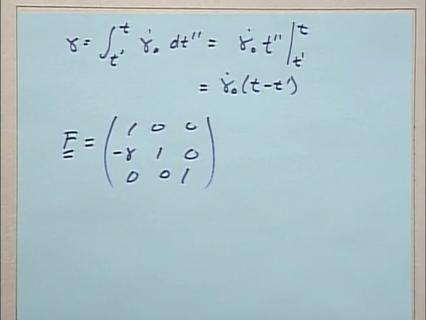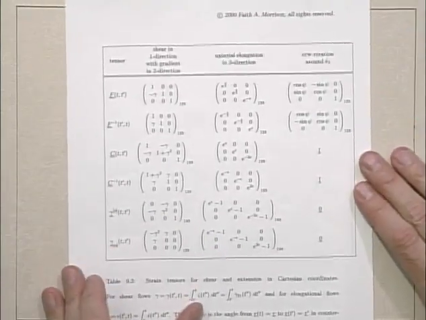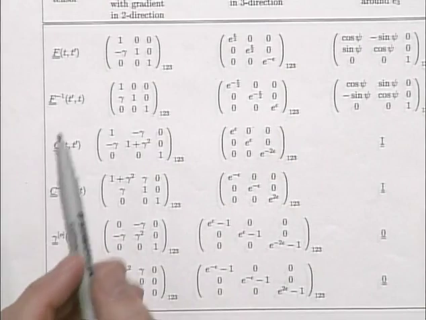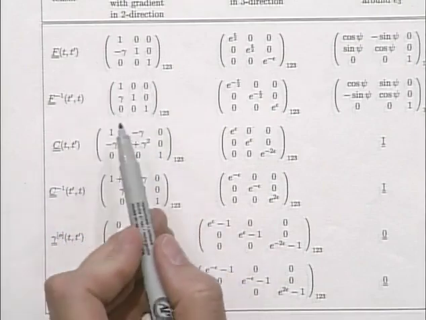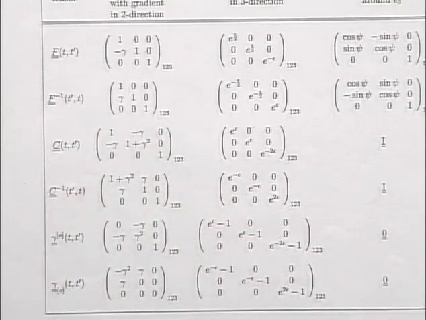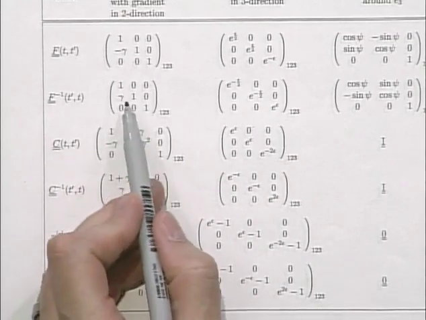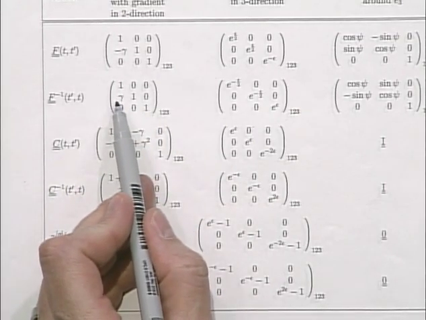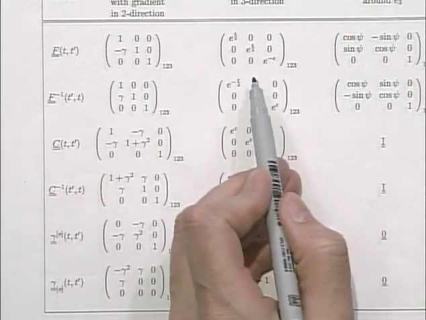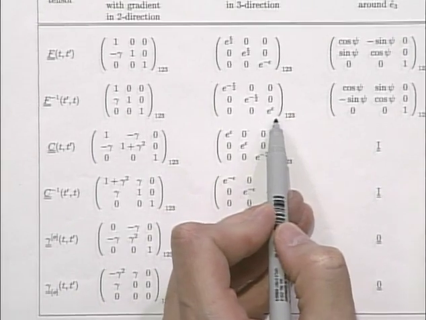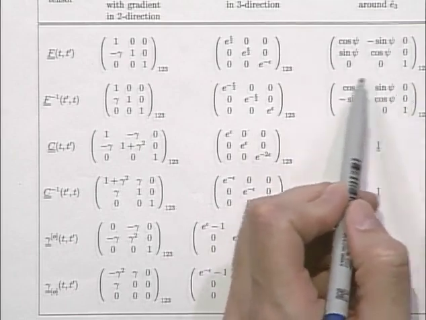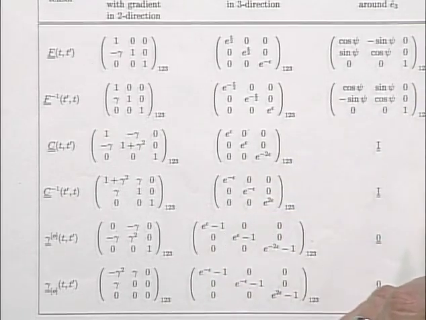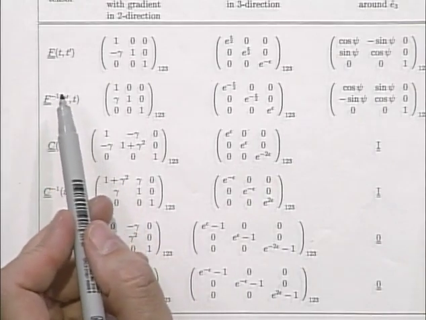There's a table in the book of the inverse deformation gradient tensor for a variety of standard flows. So the one we just derived here, F, there it is: 1, 0, 0, minus gamma, 1, 0, 0, 0, 1. The inverse tensor, which you can get from the definition by taking the derivatives, is very similar but with a positive sign. And if we did the same for uniaxial elongational flow, we would get these two tensors. And the one that we did for counterclockwise rotation around the z-axis is equal to this one with these sines and cosines. Now, these two tensors have both rotation and stretch in them.